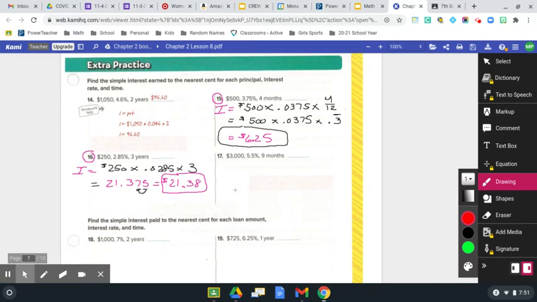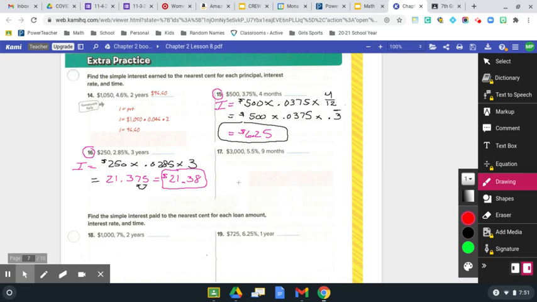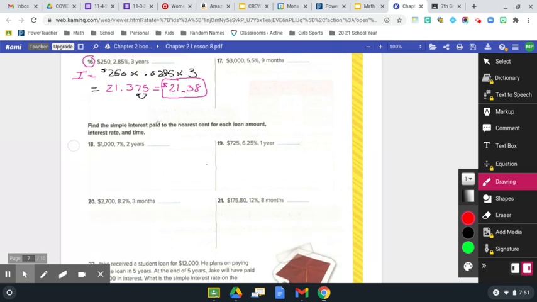And so we had yesterday at the end of the lesson, when we were talking about just savings account statements, we left off with you doing number 15 and 16 and just practicing that. And so right below that, it says find the simple interest paid to the nearest cent for each loan amount.